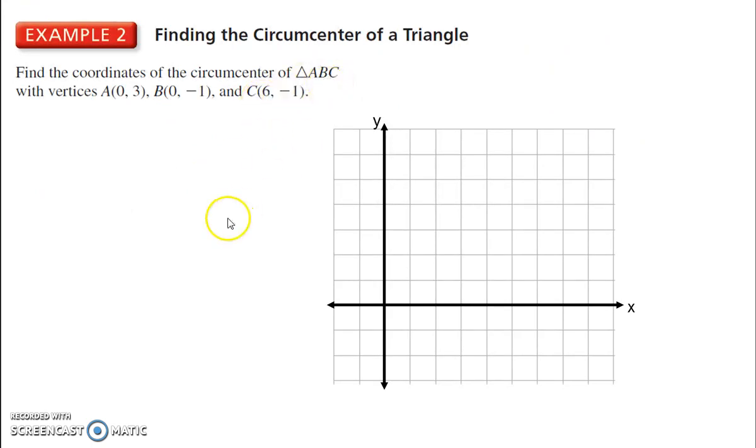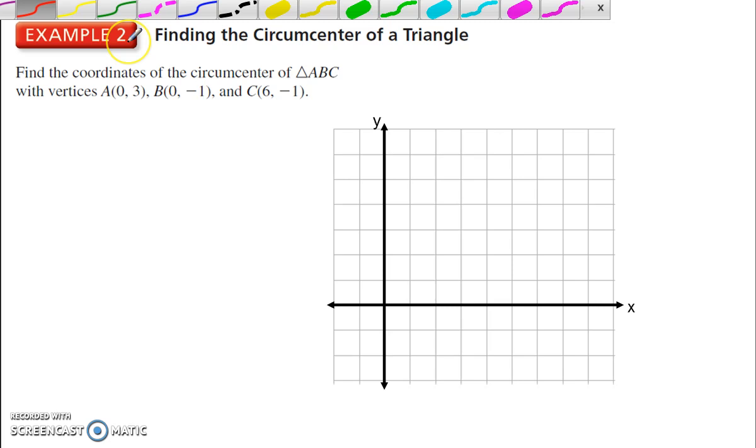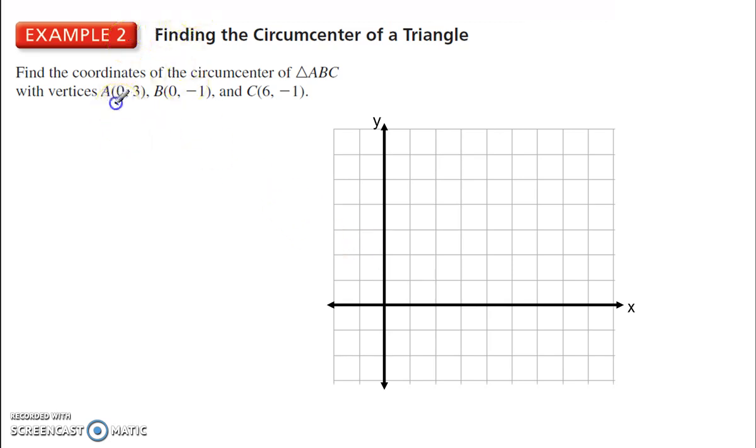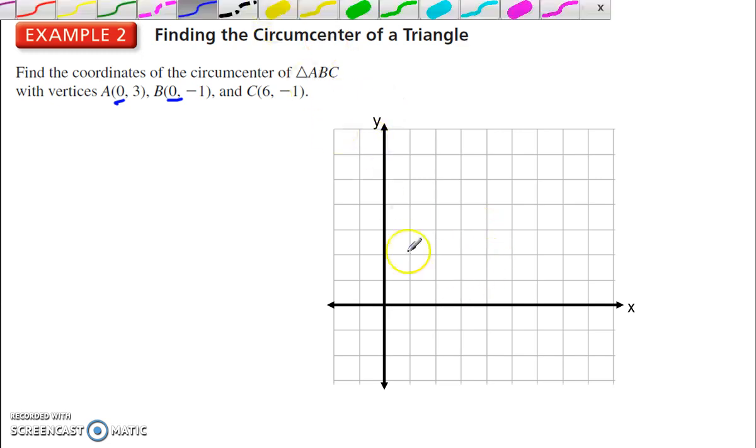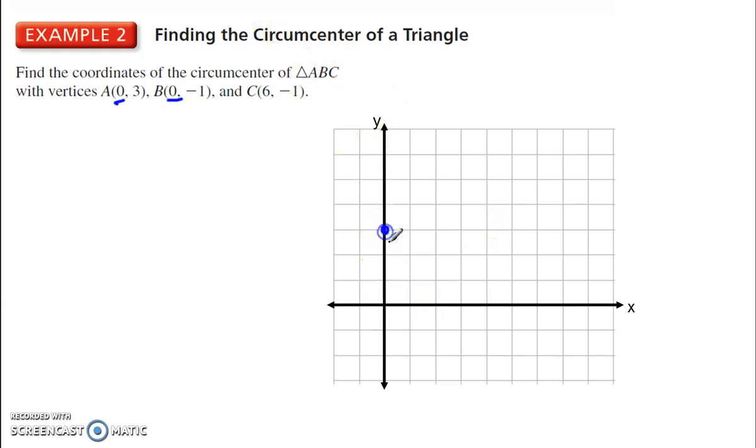All right, finding the circumcenter of a triangle. Here we're given some coordinates. Notice that the x values are the same here. So if A is (0, 3) and B is (0, -1), their x values are the same, so that's a vertical line.